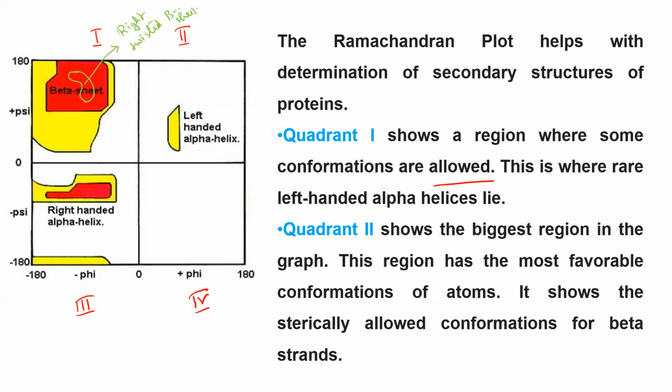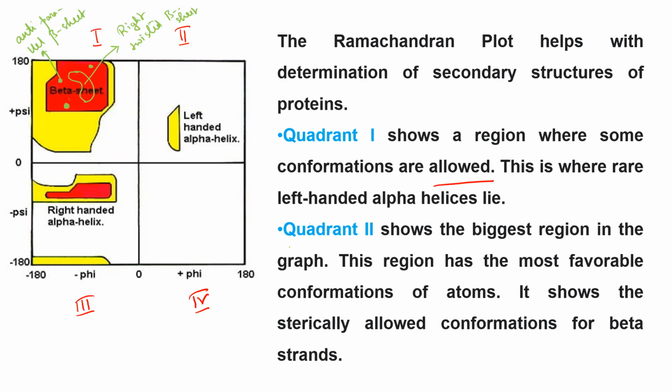Twisted beta sheet. Okay. Here you have the parallel beta sheet. Okay. And somewhere here you have the anti-parallel beta sheet. If I write here, anti-parallel beta sheet. Okay. Somewhere here you will have collagen or collagen triple helix.